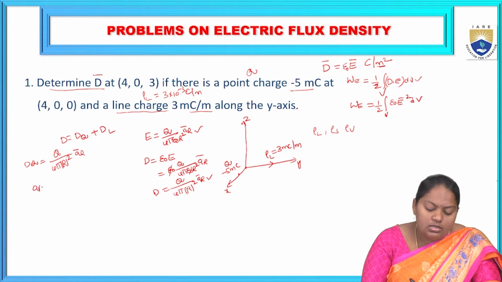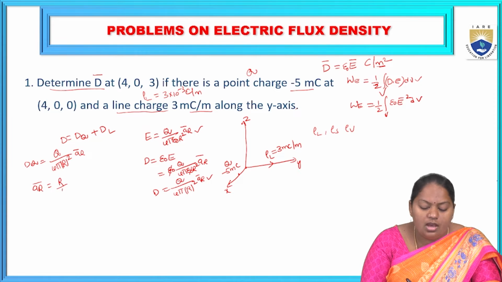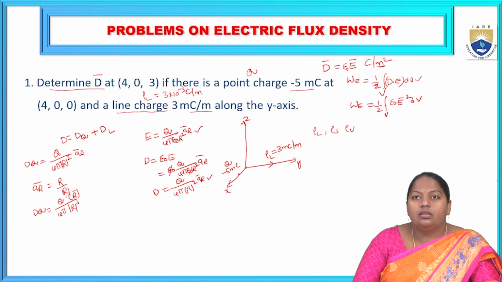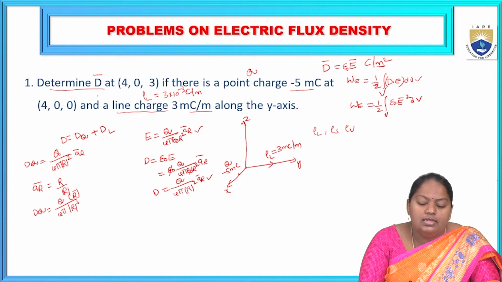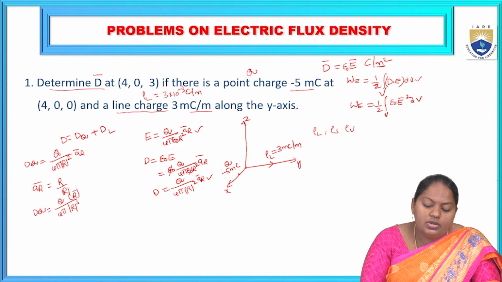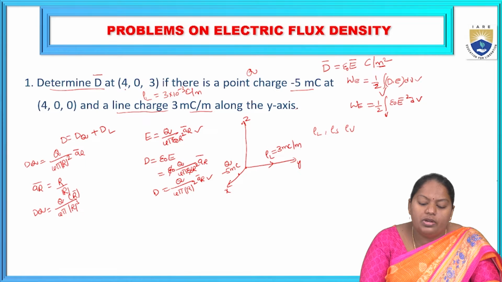Right? And we know that the unit vector formula is aR, given by R divided by its magnitude. Then from this, dD due to the point charge can be considered as Q by 4 pi modulus of R whole cube into the vector R bar. To find this vector R, determine D at this particular point, 4, 0, 3. If there is a point charge, Q is given as minus 5 millicoulombs at 4, 0, 0. So we need to find the distance between the field point, 4, 0, 3, and the source point, 4, 0, 0.